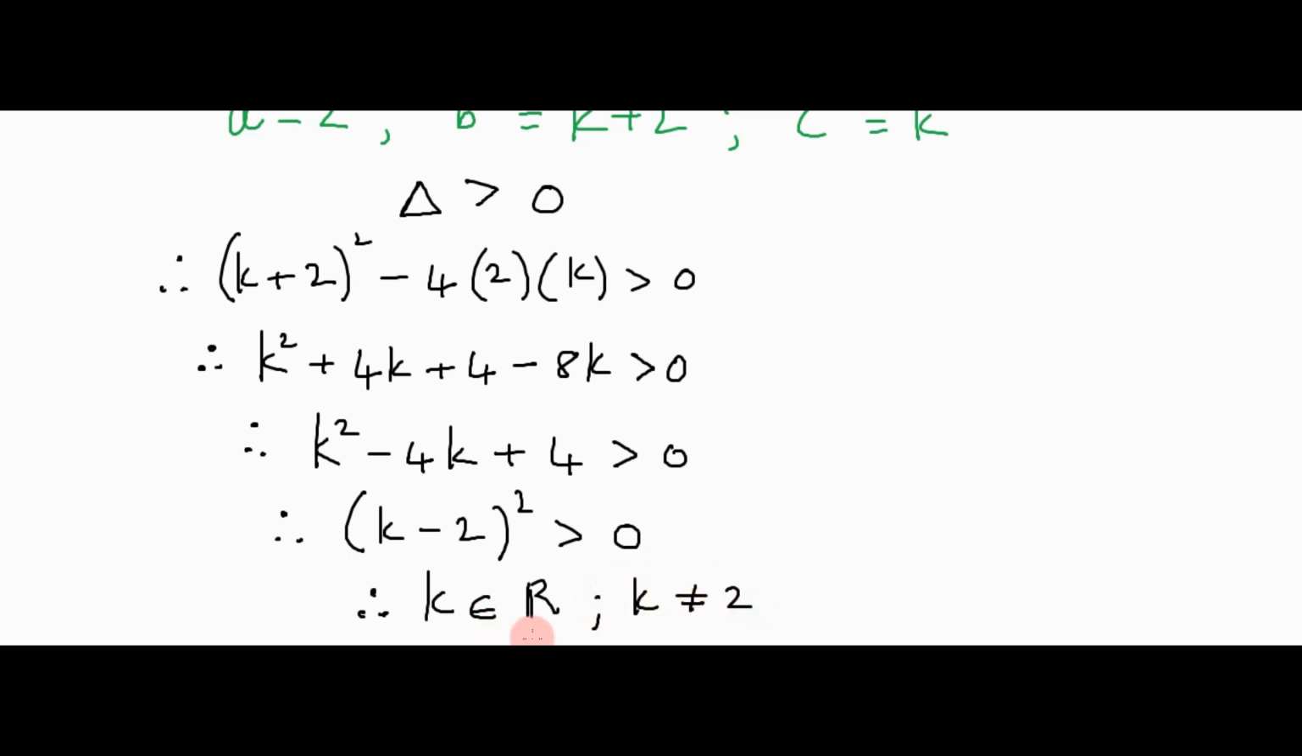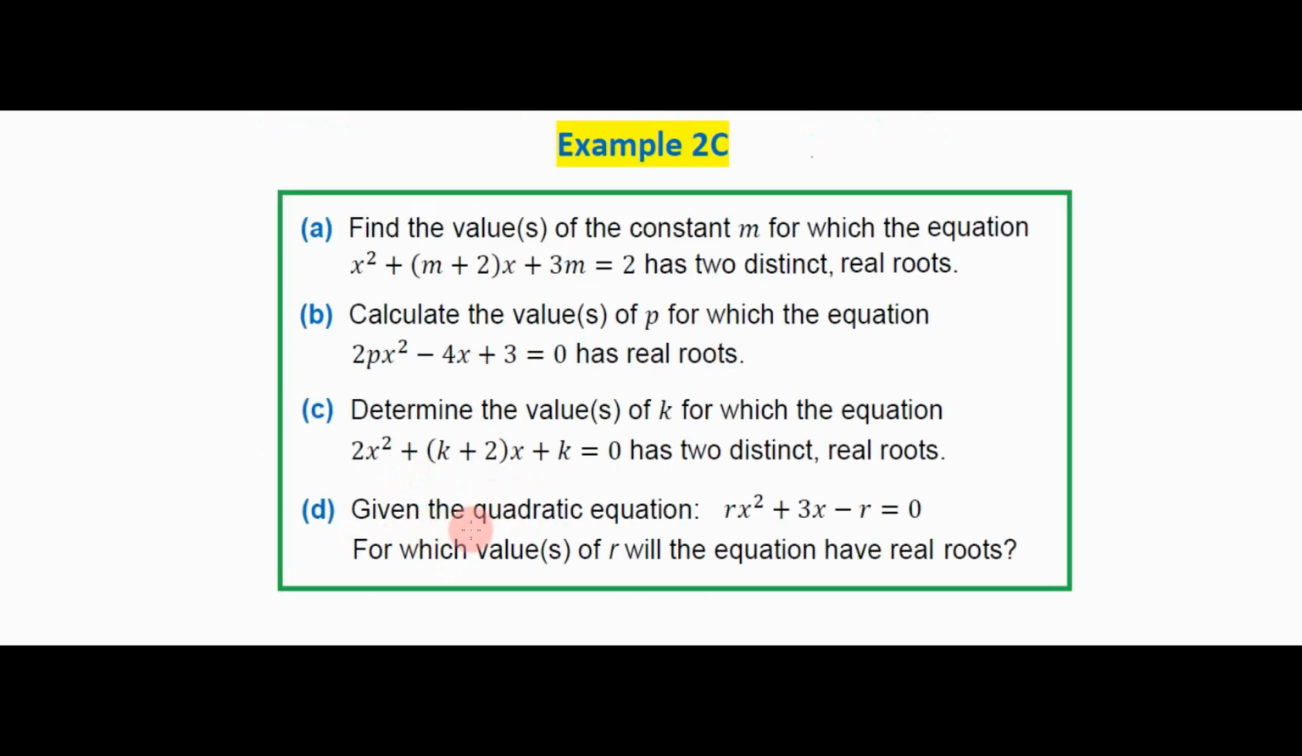So just to reiterate, when k is 2, we get 0 on the left-hand side. But we want the left-hand side to be strictly positive, in other words, not equal to 0. And hence we exclude the value of k equal to 2. Any value other than 2 that we substitute in for k will make the left-hand side positive because we're squaring it. Let's look at the last question here.